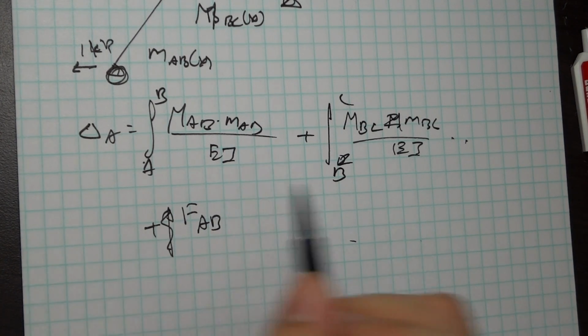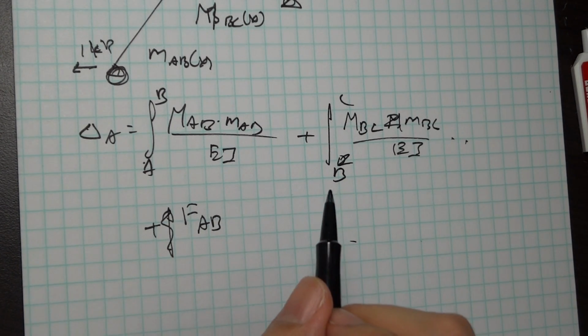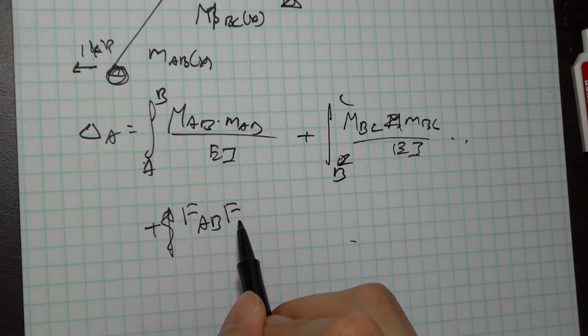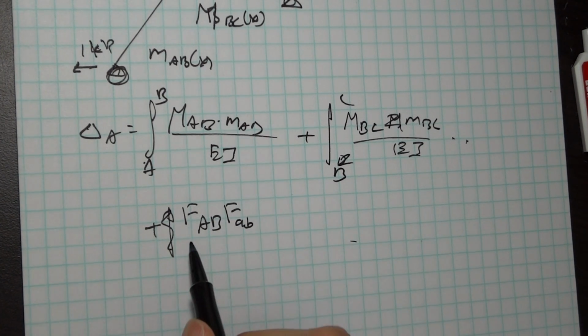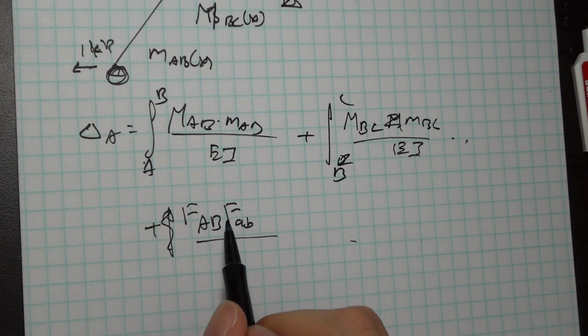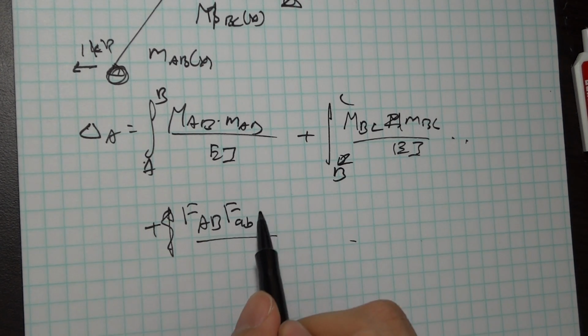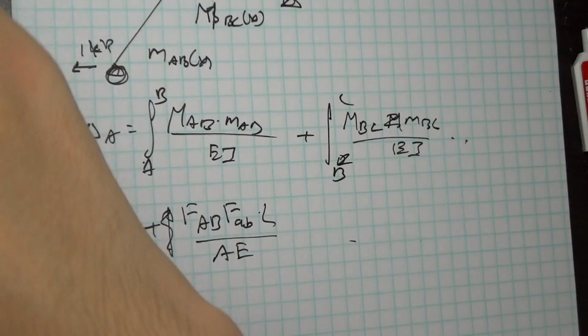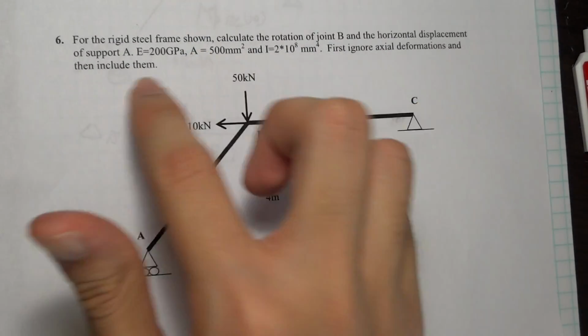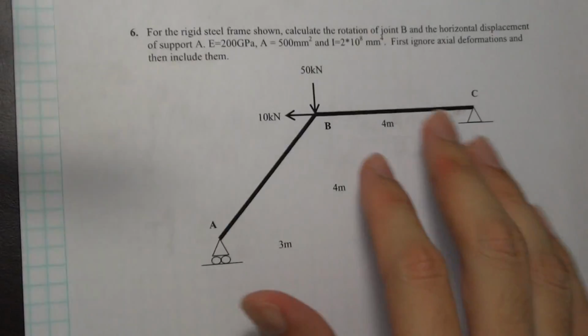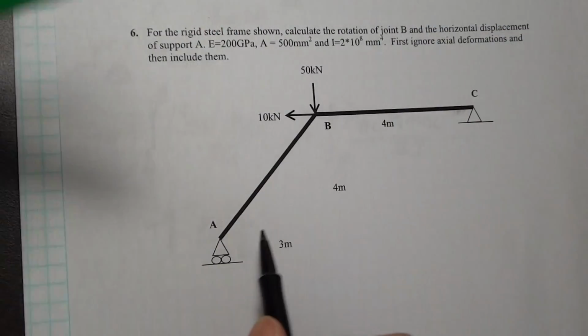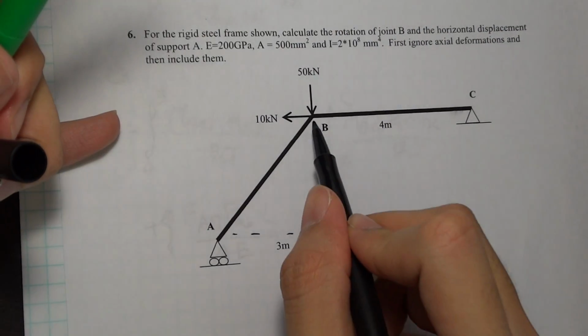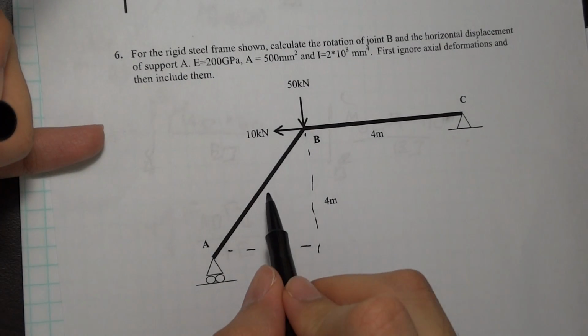FAB, FAB, FAB over times L over AE. Yeah, and you're given A, E, and I. So you can do all this. And you can find the length just by trig. I don't think it showed up here, but this should be a 3, 4, 5 right triangle.